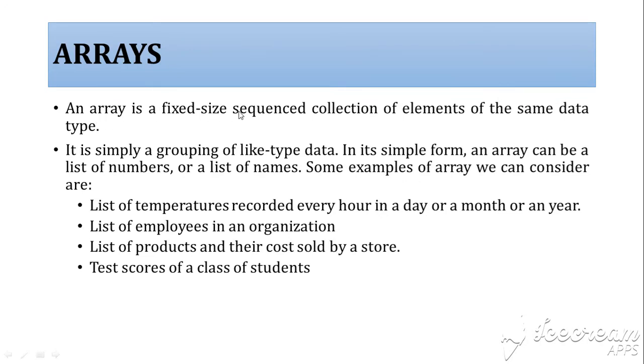So an array is a fixed size sequence collection of elements of the same data type. In the sense, you can have a collection of all integers, a collection of all floating point data types, or a collection of all characters. So it is not possible for you to have a collection that has mixed elements involved.